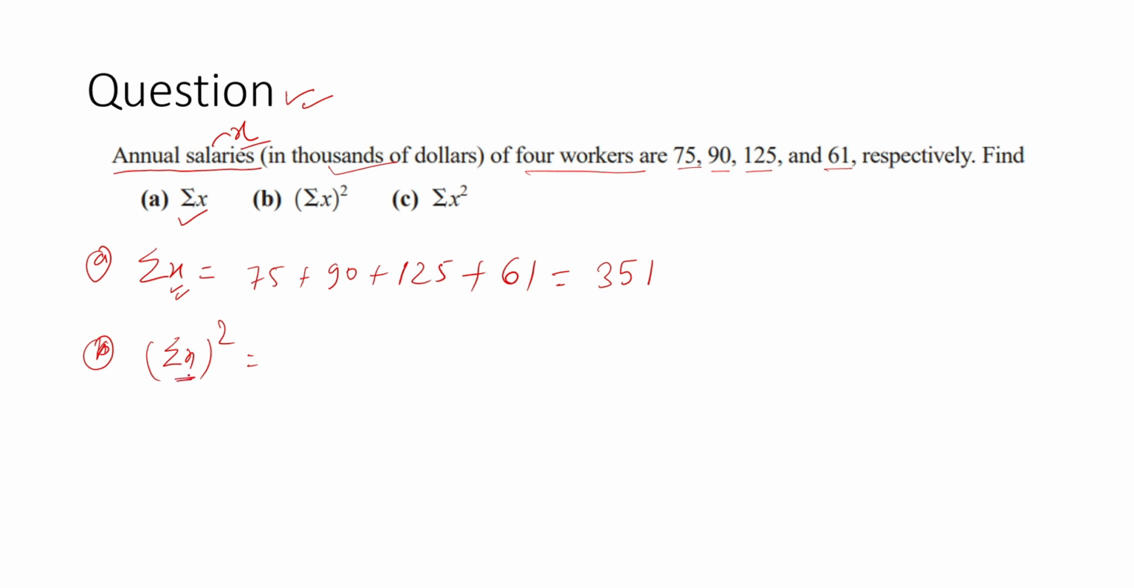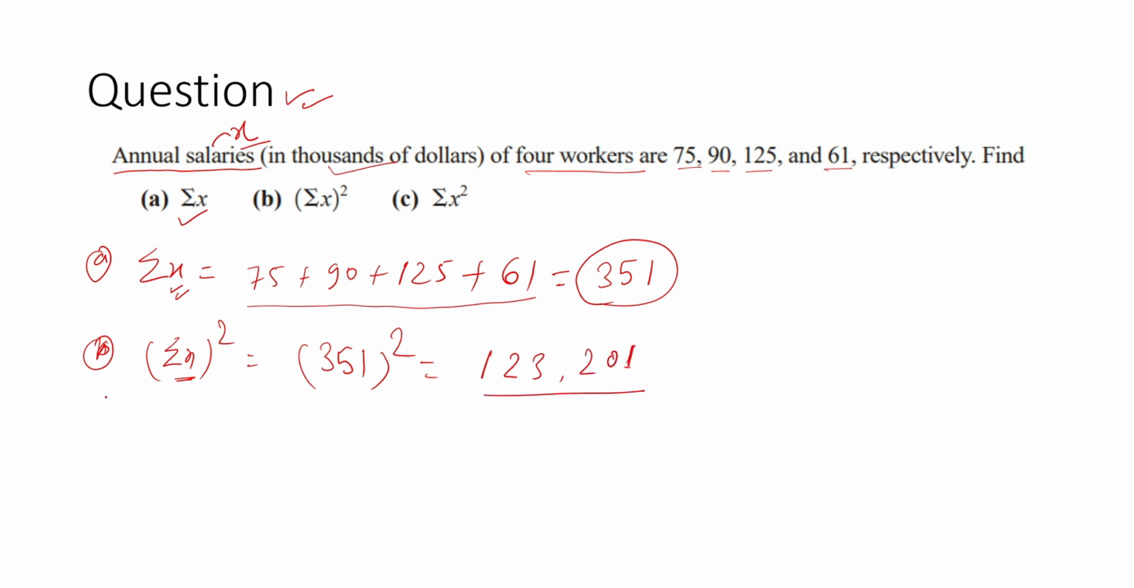When these types of questions mean that after adding we have to square the total sum, then 351 whole square, and after squaring we get 123,201. Okay, this will be the answer.